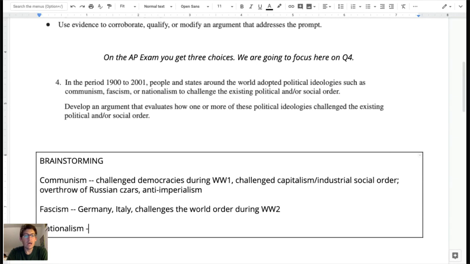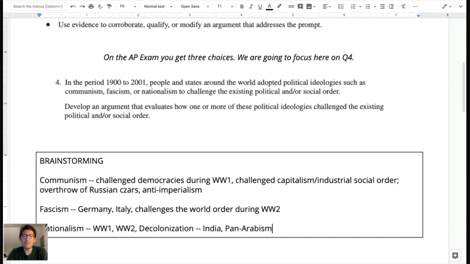For nationalism, I know a ton about this. This is something, again, 1900 to 2001. So I have to forget what I know about it a little bit in the 1800s and think about it in the 1900s. Well, it's one of the causes for World War I. It's one of the causes for World War II. And it's really important for the process of decolonization. The places that really come to mind for me right now in terms of nationalism are in India.